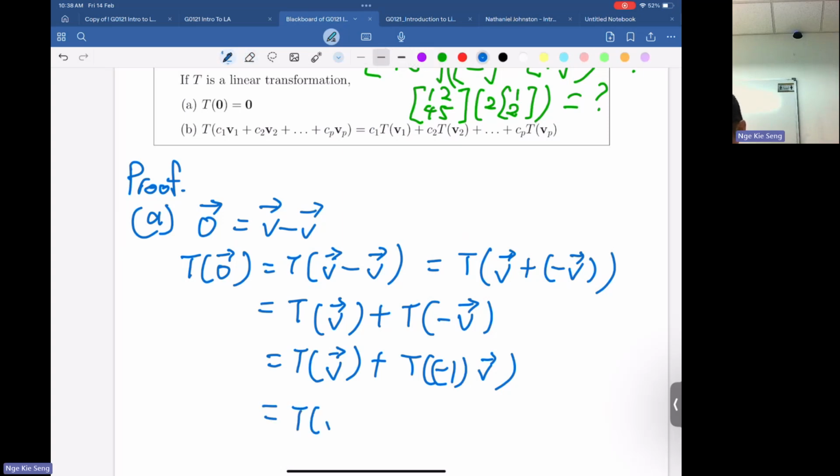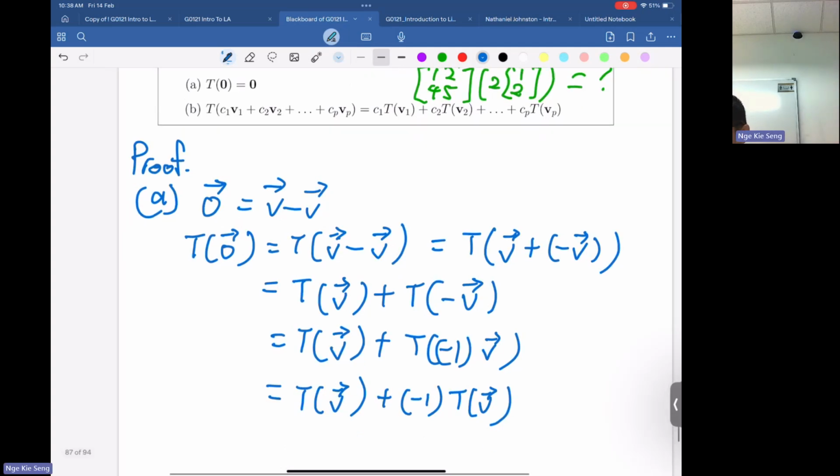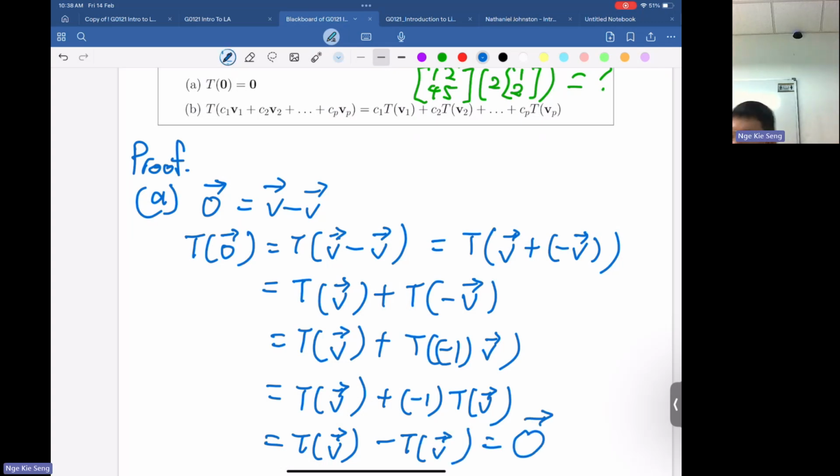But now I'm going to use it. I can pull out the minus 1, because linear transformation respects scalar multiplication. So I can pull the negative 1 out. But again, what is negative 1 times negative v here? It is just the inverse of v, which is 0. So it's a very nice proof. Why is this proof nice? I never wrote down T. I didn't define T here. I just used the property of linearity.